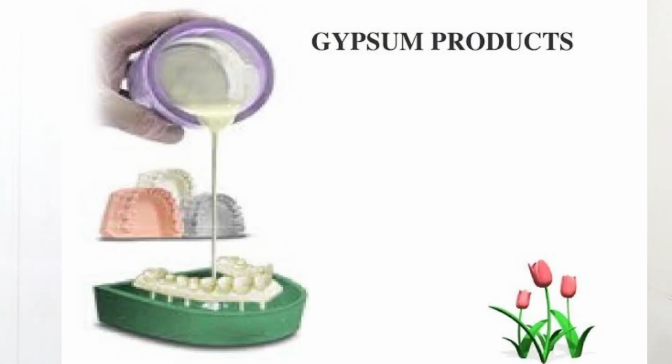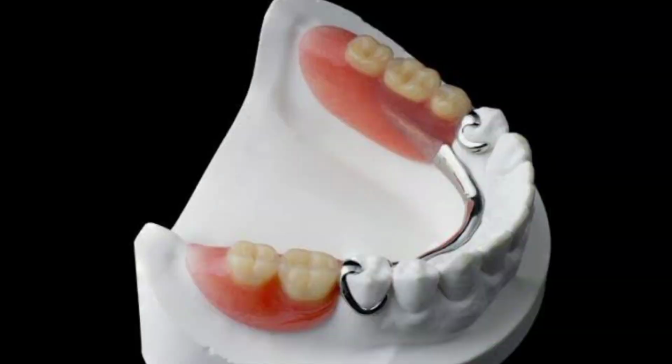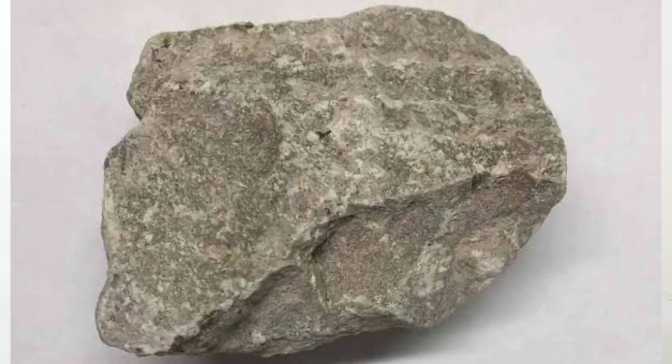Let's talk about gypsum products, which are basically dental auxiliary materials. Dental auxiliary materials just help in the process or fabrication of certain appliances like removable partial denture, orthodontic appliances, but they are not part of those appliances. So first of all, what is gypsum?